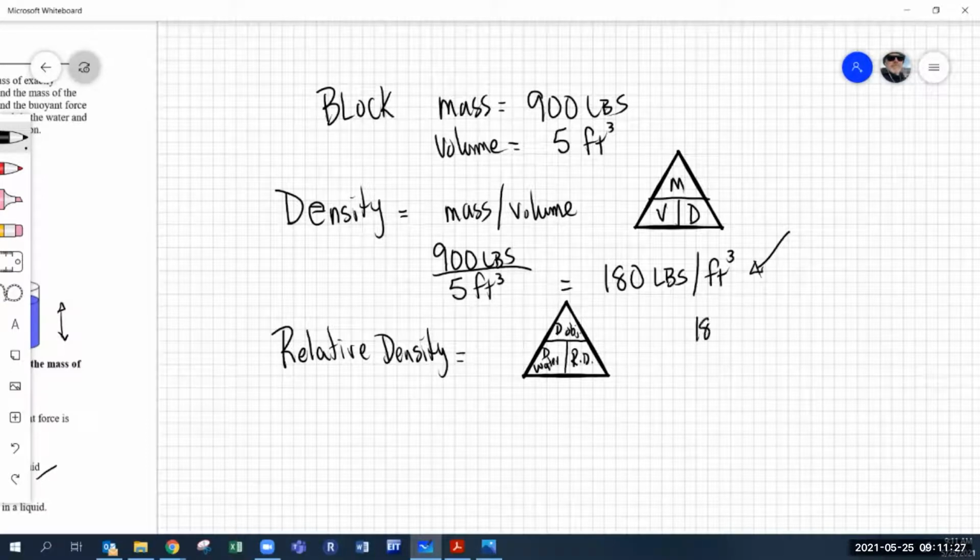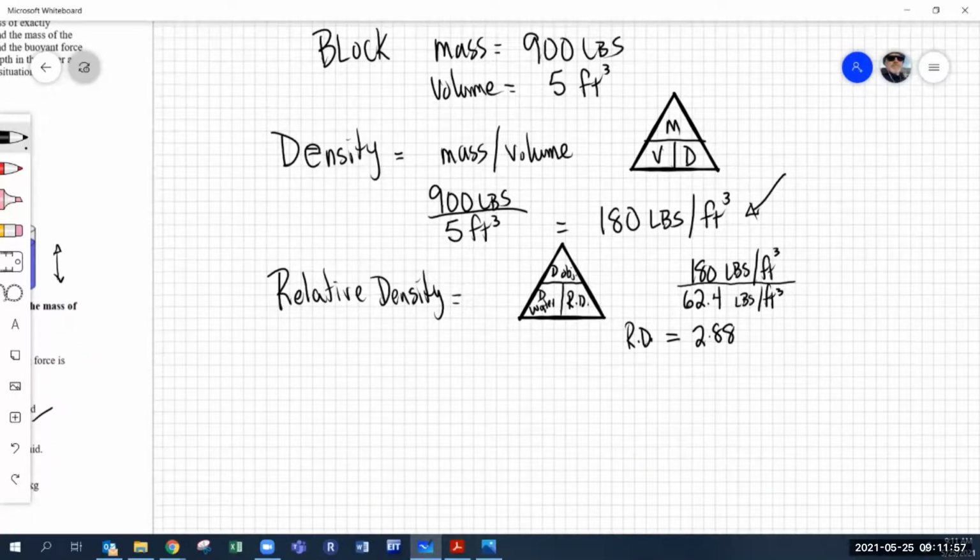So 180 pounds per cubic foot is the density of my object. I will divide it by the density of water, which is 62.4 pounds per cubic foot. And the relative density of this object is 2.88 times heavier than water.